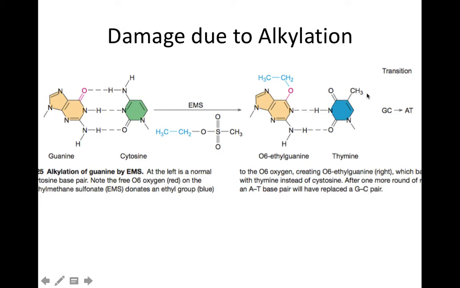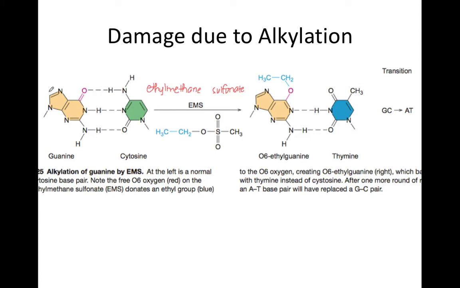Okay, so let's pick up where we left off. We ended with damages due to mutagens. Some of those mutagens can be alkylating agents, for example, ethyl methane sulfonate, shown as EMS in this figure. Ethyl methane sulfonate is an alkylating agent because it adds an alkyl group to our bases.